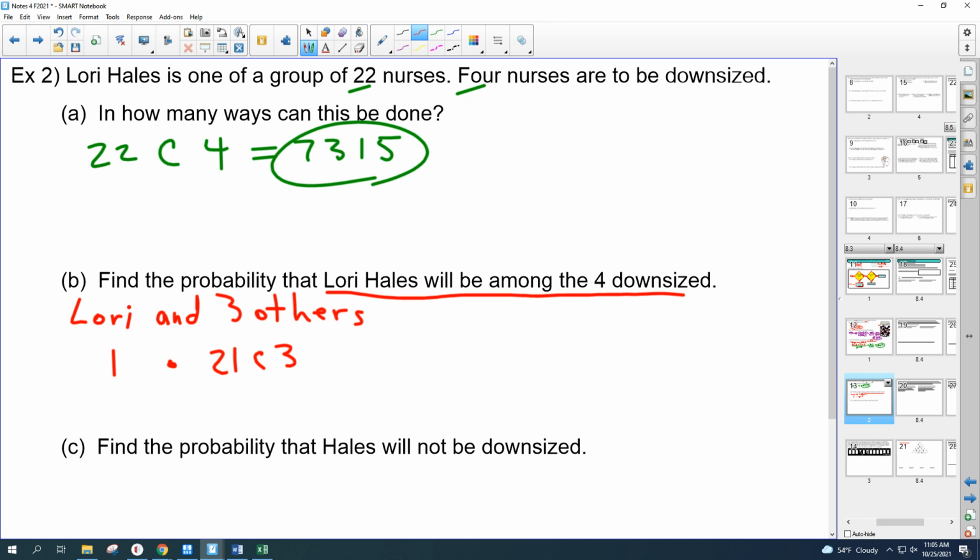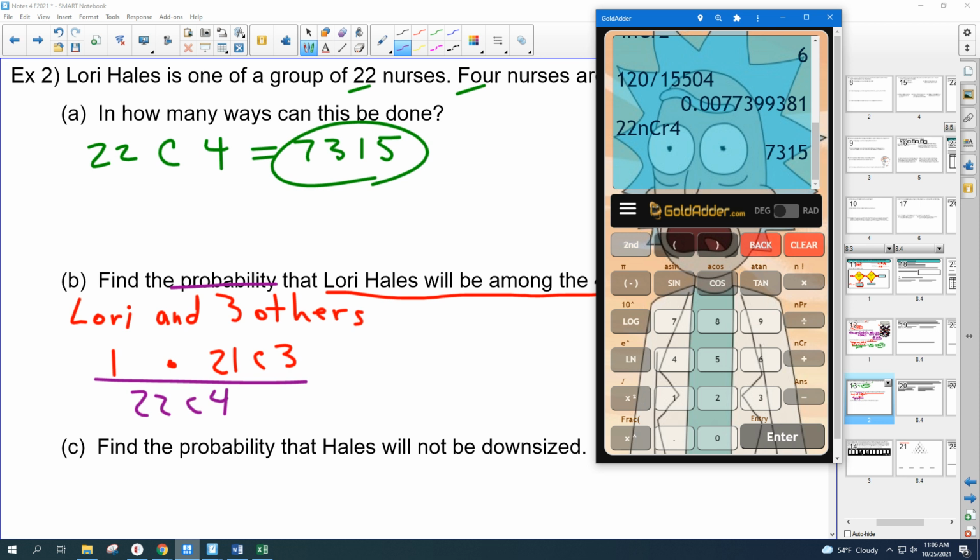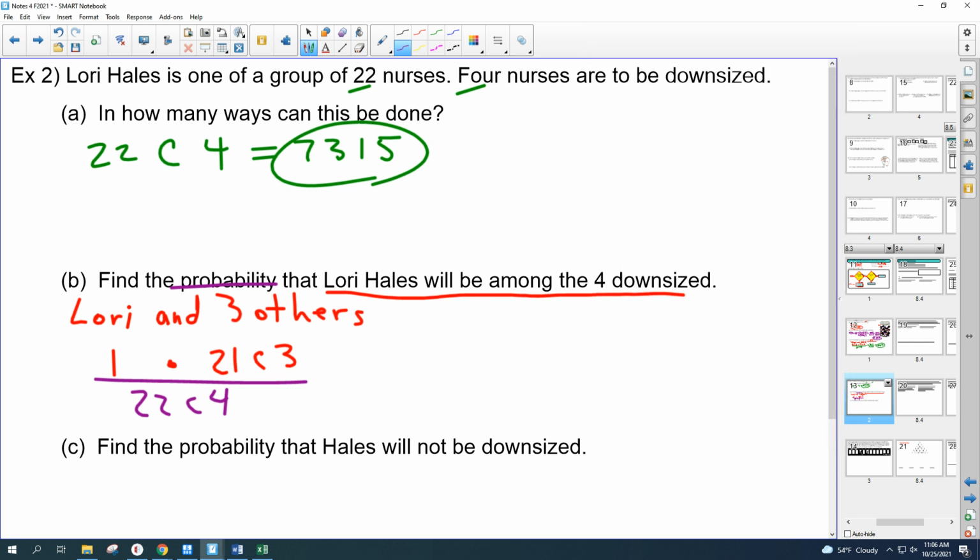That's how many ways there are of doing this, but notice this is a probability question. If this is probability, that means we're taking part over total. So it ends up that we're just going to have 21 choose 3 over 22 choose 4. You should just be able to type that in. Try it out. Okay, make sure you know how to use your calculator. But that's 0.1818 about.